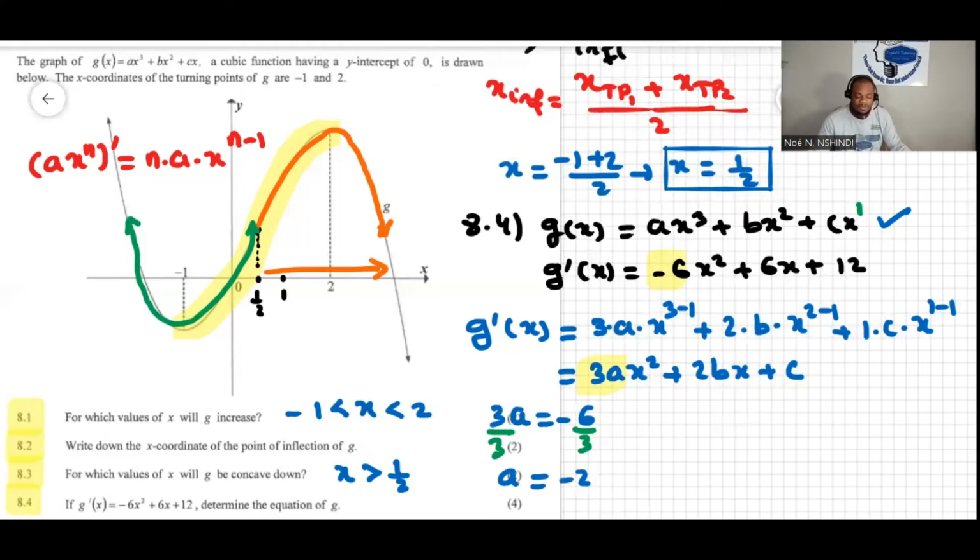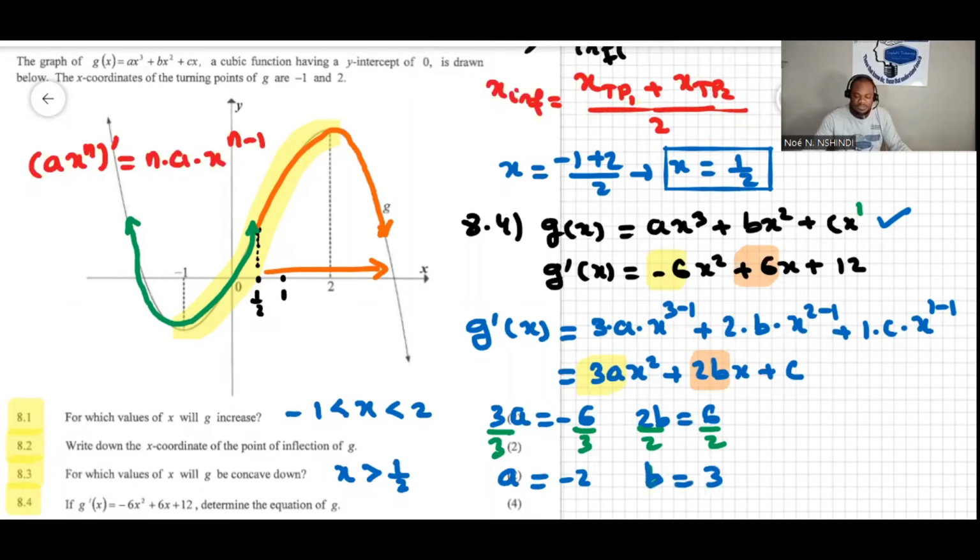Now, also, positive 6 here will be equal to 2b. So we can just write 2b equal to 6. I'm going to divide both sides by 2 to get b, and then b will be equal to 3.